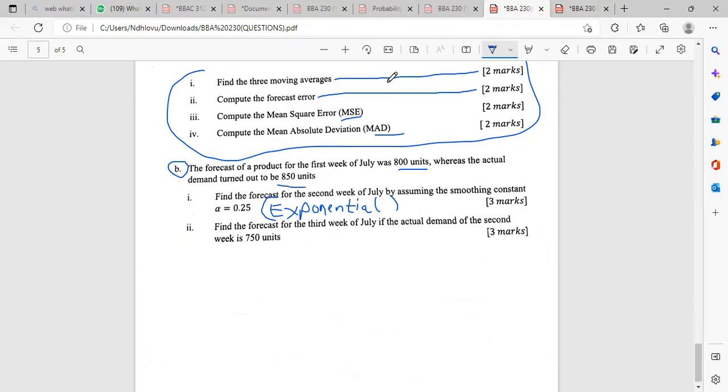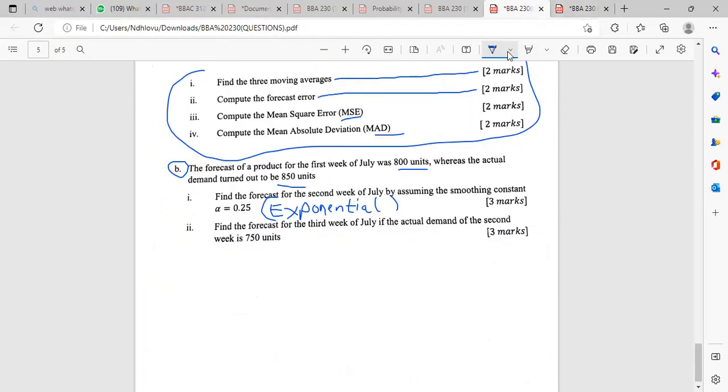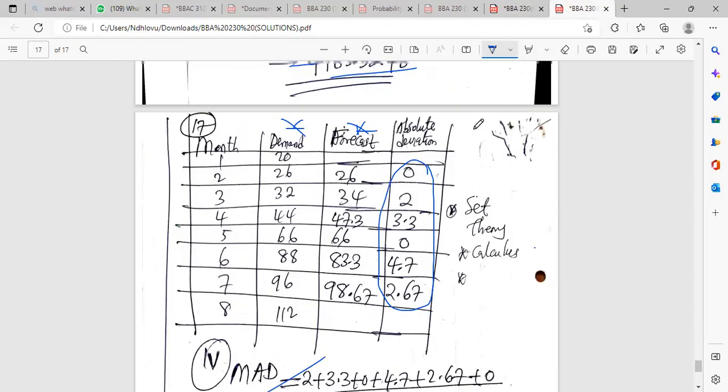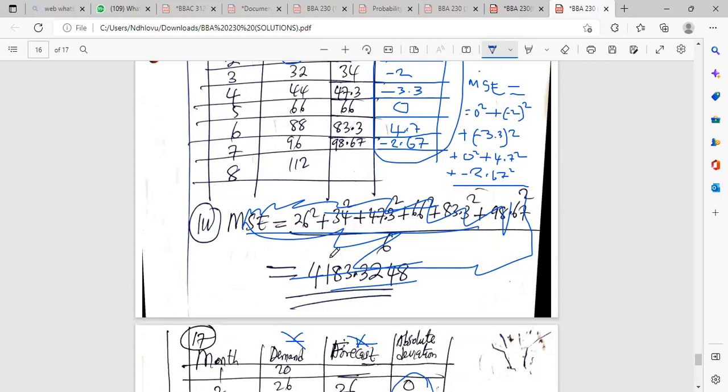On computing the mean square error, where you are drawing the table, does it mean the solutions we have need to be edited on that part? Yes, that's why I was telling you. This is the month, this is the demand. For the forecast, you put these ones. The error is this column which I've incorporated here. The difference is what you should consider, not this one at the bottom. This is the minor correction that we are doing.